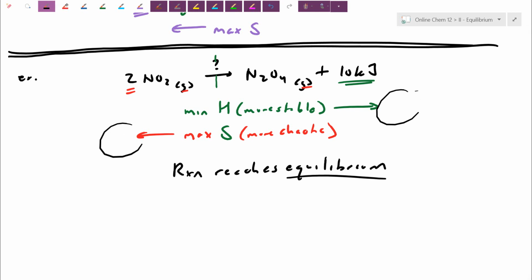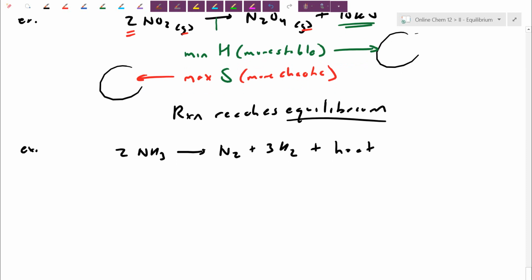Let me do one more reaction for you here. Let's write this reaction here. 2NH3 becomes N2 and 3H2 plus heat. It's actually not the right reaction here, but let's just say for argument's sake, that's what happened. What we're going to do is test our properties. So minimum enthalpy points towards the heat term. Well, heat term, that's the exothermic direction. I want to go to the right-hand side.